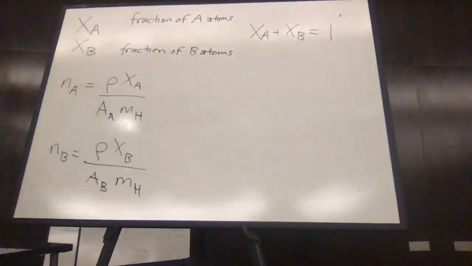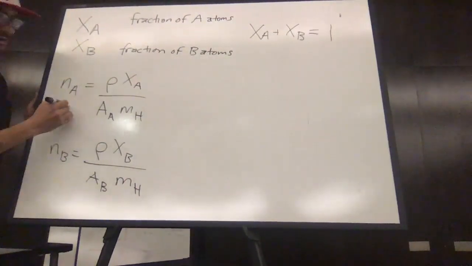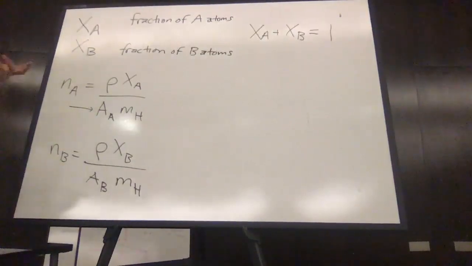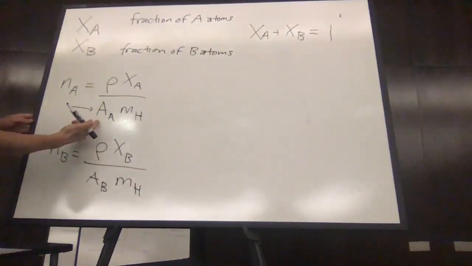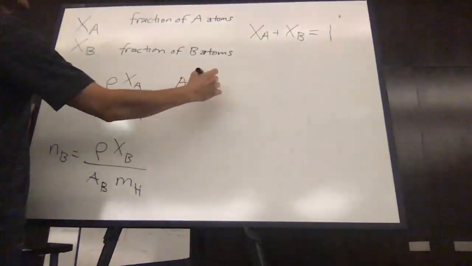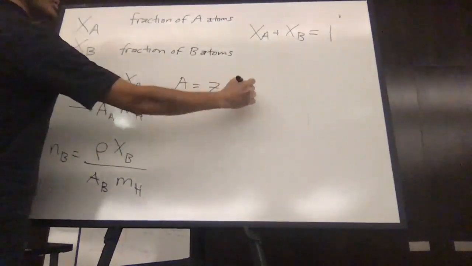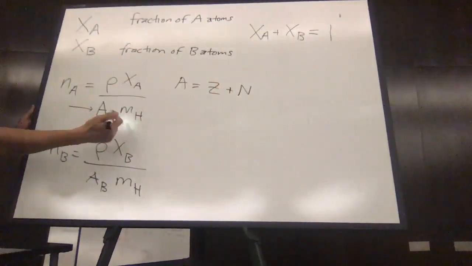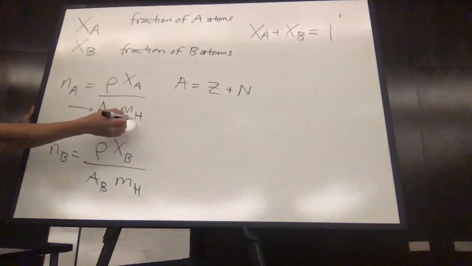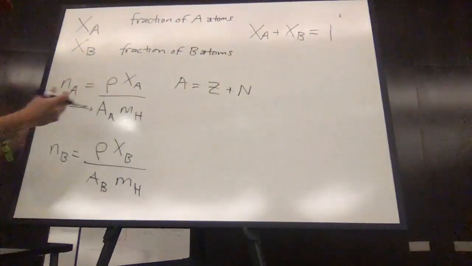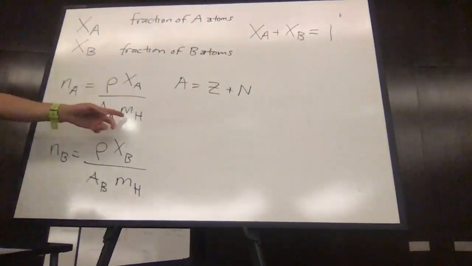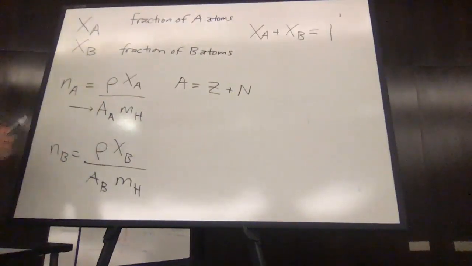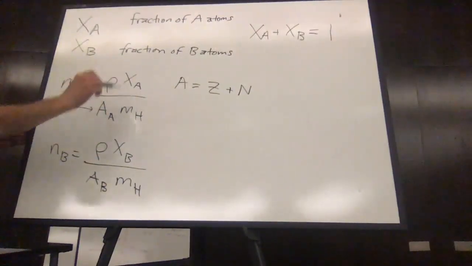So M_H is the mass of the hydrogen nucleus, so the proton. And A is the number of nucleons that you have in the nucleus. So A is the number of protons plus the number of neutrons. And we are assuming that this is close to the mass of the proton. There's a tiny difference between the mass of the proton and the neutron. It's negligible in this case, so we can just use M_H or take some average. All right, so yes.